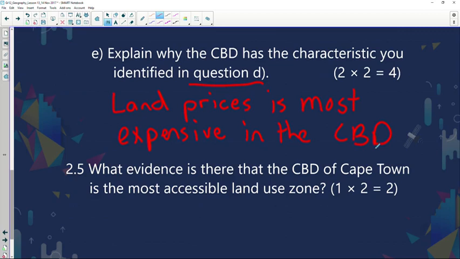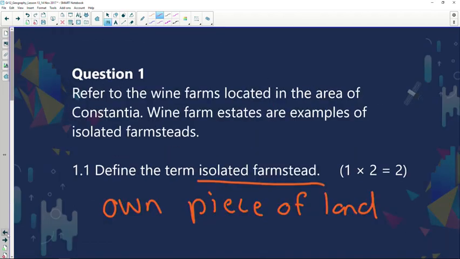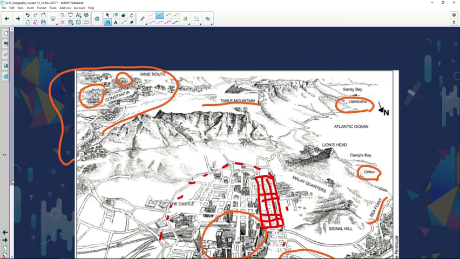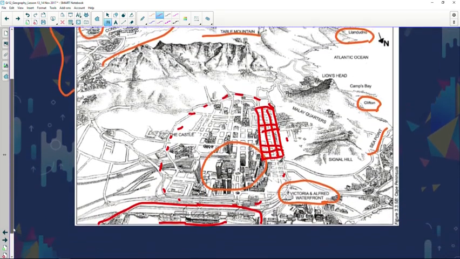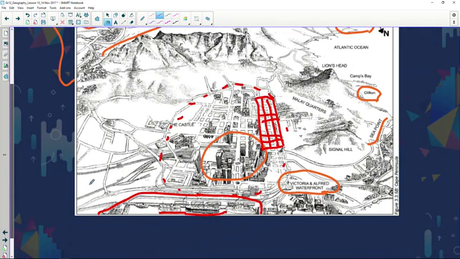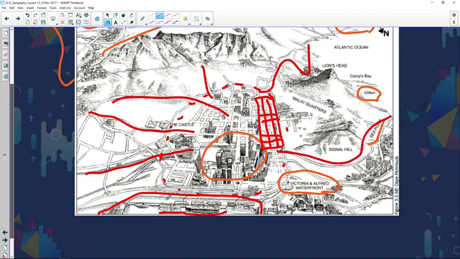2.5. What evidence is there that the CBD of Cape Town is the most accessible land use zone? Now, if we go back to the diagram quickly over here, accessible means easy to get to. If you quickly have a look at it, all the transport routes lead to the CBD. There's the harbour, not only in the transport routes, but also your railway routes. All of them lead to the CBD.